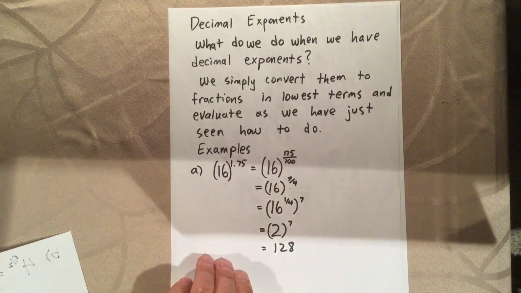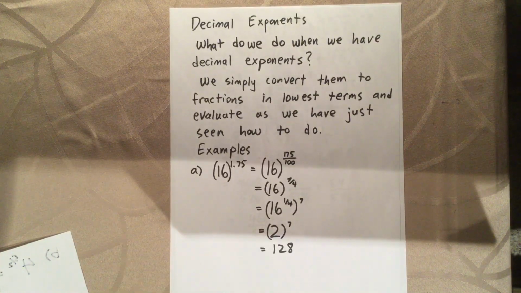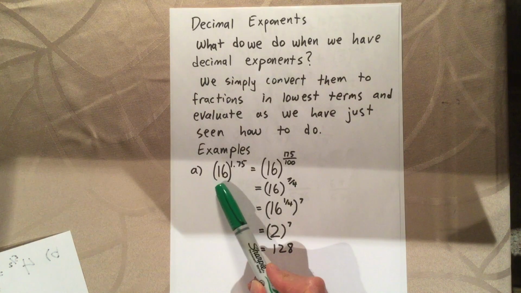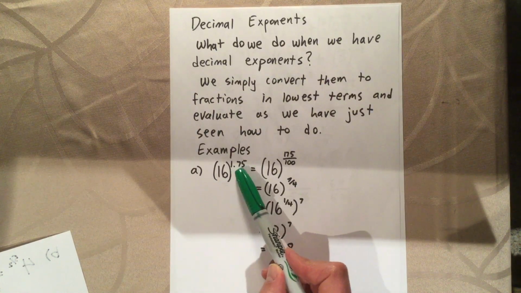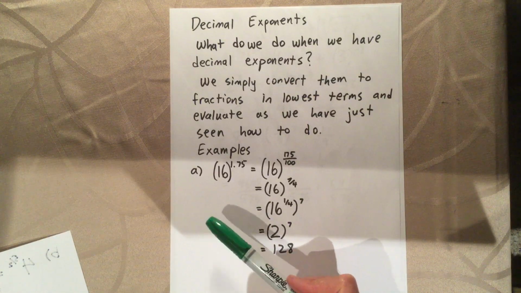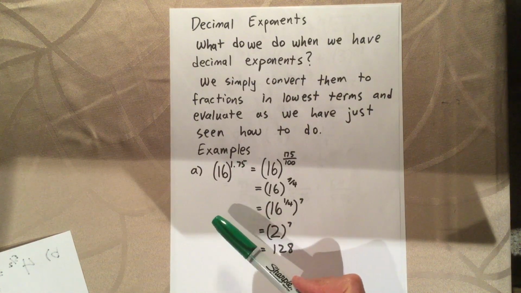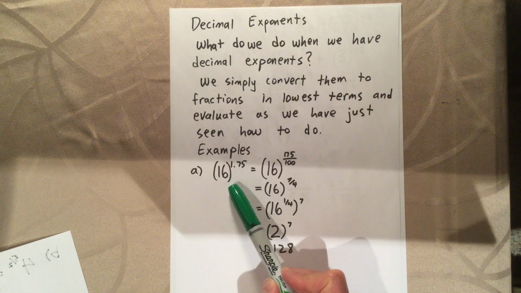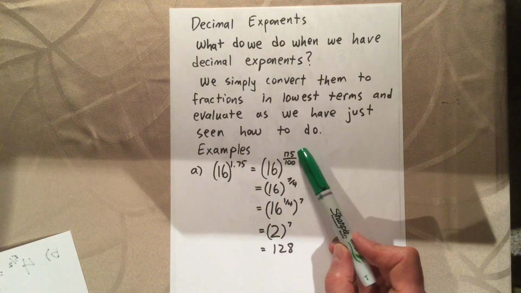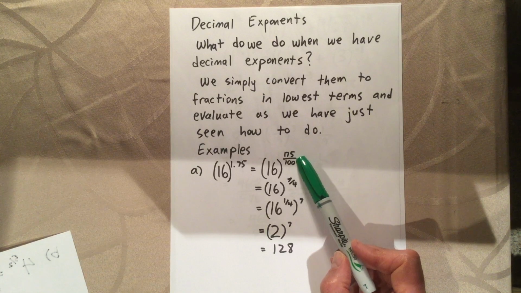Sometimes we have decimal exponents. So what do we do when we have a decimal exponent? We simply convert it to a fraction and put it in lowest terms, and then we evaluate as we've just seen how to do. So for example, 16 to the exponent 1.75. Well, we can move that decimal over 2 spots, and then we have 175, but we'd have to divide by 100. So 1.75 is the same as 175 over 100.